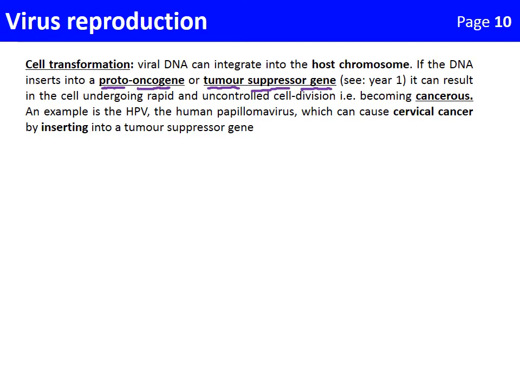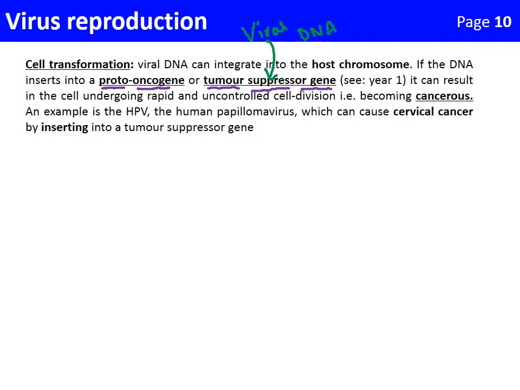So imagine the viral DNA did insert, so we put here viral DNA, into the middle of a tumor suppressor gene. Well, that's going to change the sequence of codons in that gene, and it might actually change the reading frame of the gene. So a non-functional protein might then be expressed from this mutated gene because of insertion of the viral DNA.